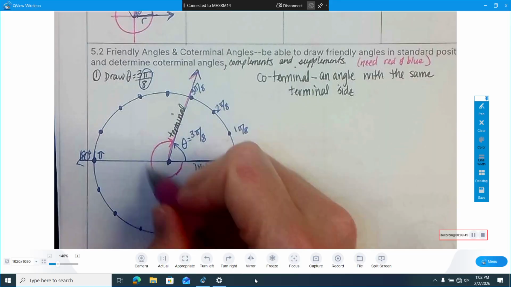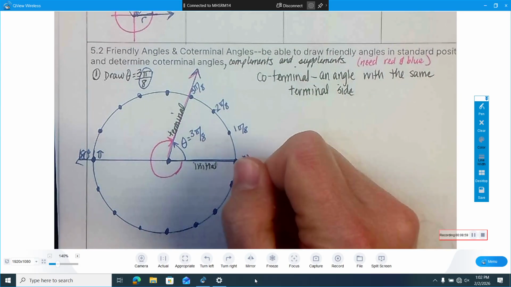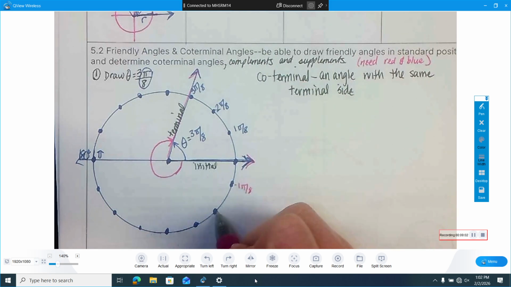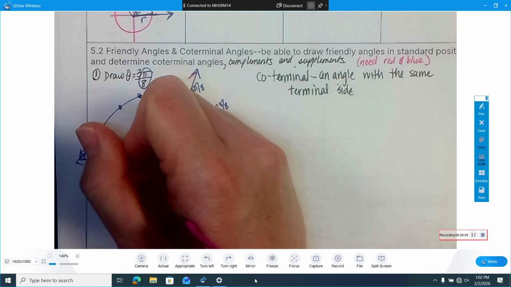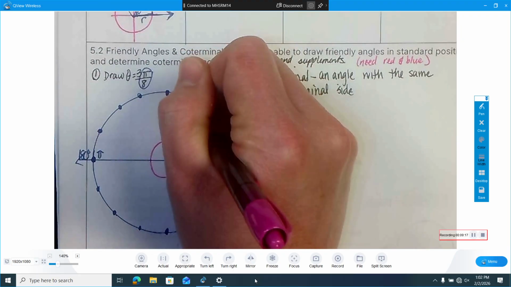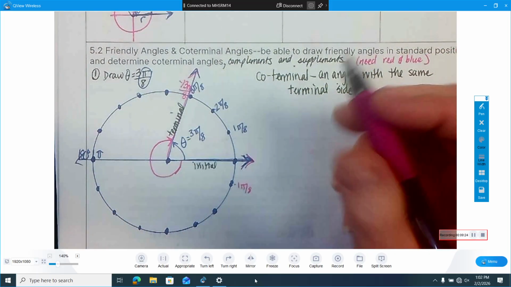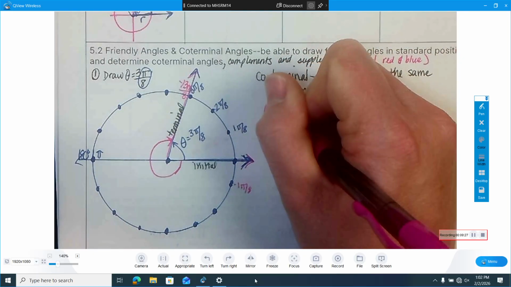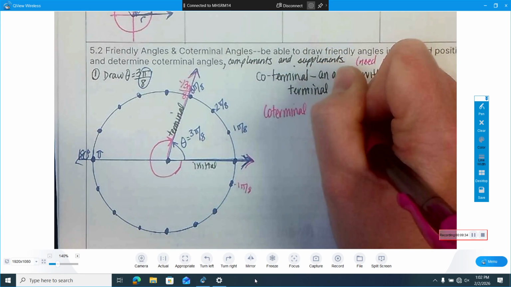So the question is, what's the measure of that red angle that's sweeping out this way? 13 pi's over 8, let's count. This would be negative 1 pi over 8, and we keep counting. Negative 2 pi's over 8, negative 3, negative 4, negative 5, negative 6, negative 7, negative 8, negative 9, negative 10, negative 11, negative 12. Yes, that would be negative 13 pi's over 8. So that is the negative coterminal angle. So one coterminal angle would be negative 13 pi over 8.